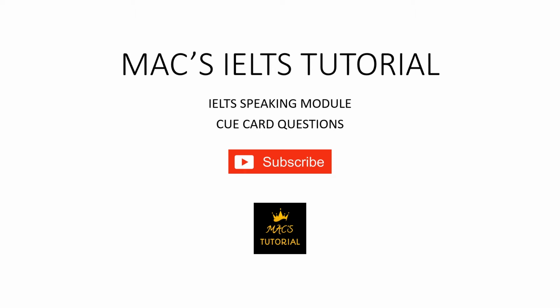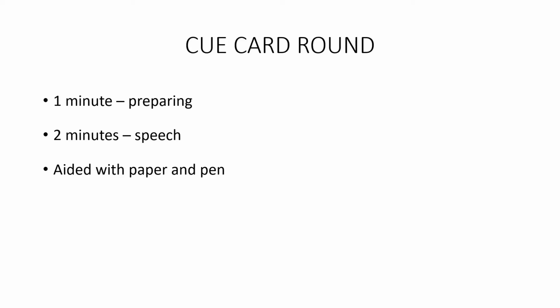In today's video, we are going to discuss the so-called most difficult part in speaking, that is the cue card round. We will be discussing a recently asked cue card question. Let's first discuss how the cue card round will go. In the cue card round, once you're given the question, you will be given a minute to prepare to speak on the given topic, after which you are expected to speak for 2 minutes.